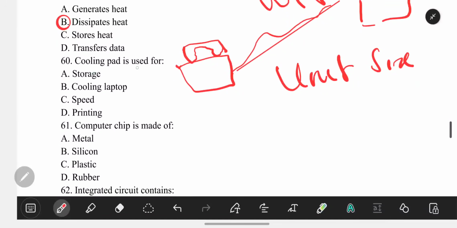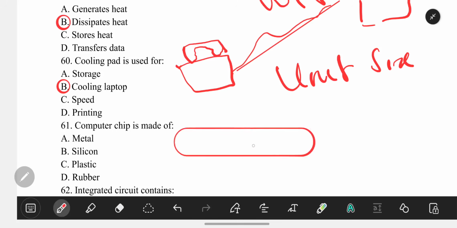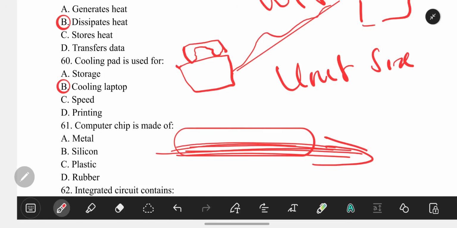Then we have the cooling pad, which is used for, just as the name entails, cooling laptops. A cooling pad just cools laptops by improving the airflow under the laptop. So if you have the laptop, if more air is flowing, then that means there should be a reduction in heat. So that is a cooling pad.